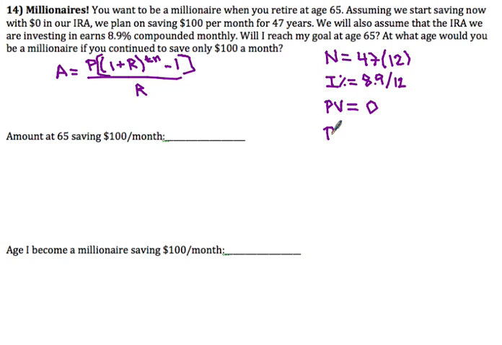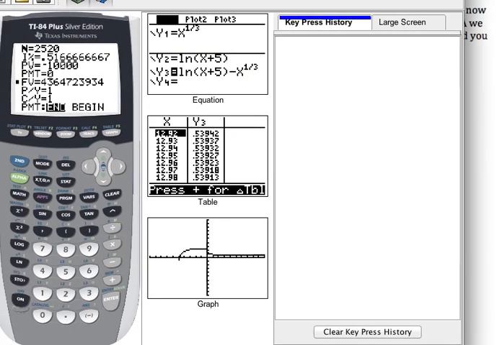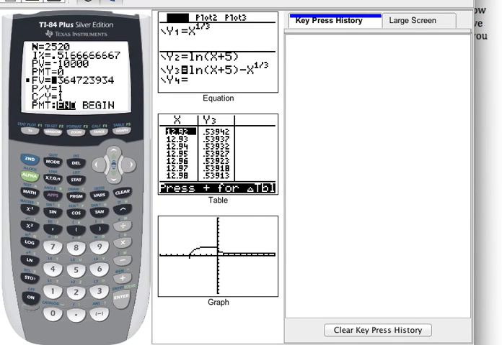Our payment, again, negatives for this is going to show direction of cash flow. So I'm going to type this in as a negative 100 because I'm giving the bank $100. And then my future value is going to come out as a positive value, and that's what the bank will give me back. So let's see if we can get this in the window so you can see.